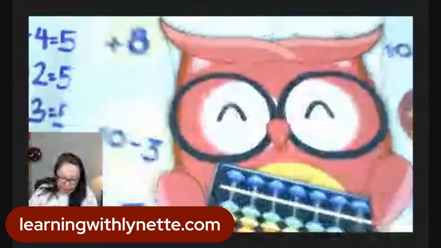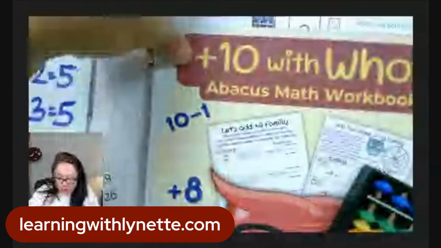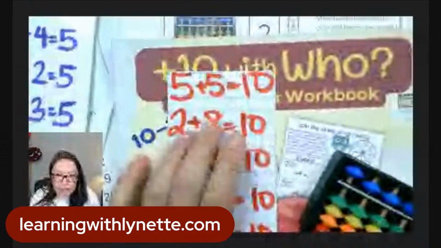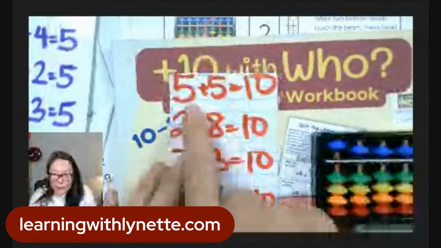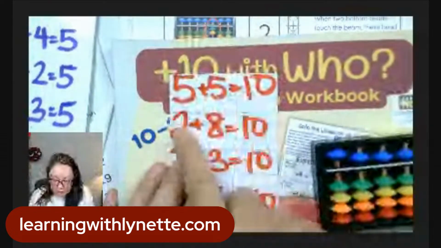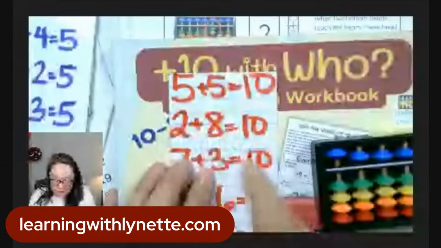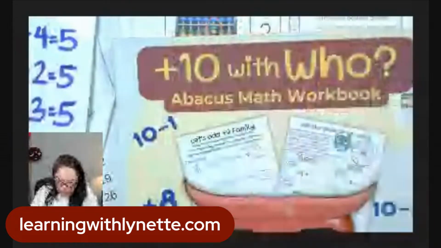We have 10. Why? Because now what we're going to do is we're going to make a 10, right? 5 plus 5 is equal to 10, right? 2 plus 8 is equal to 10. Somebody asked the question, well, what happens if it's 5 plus 5? Well, let's do it.